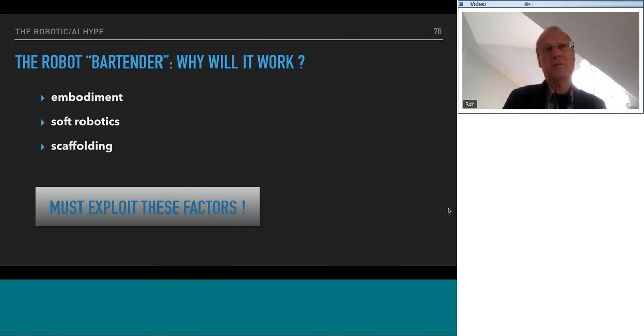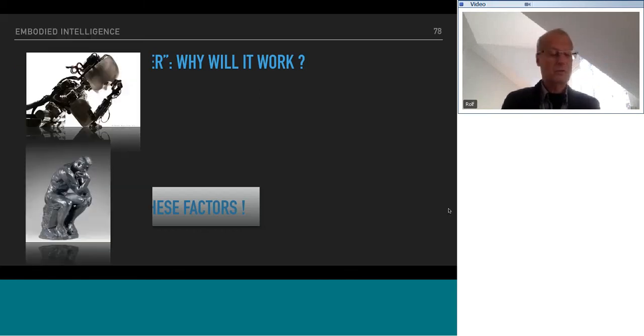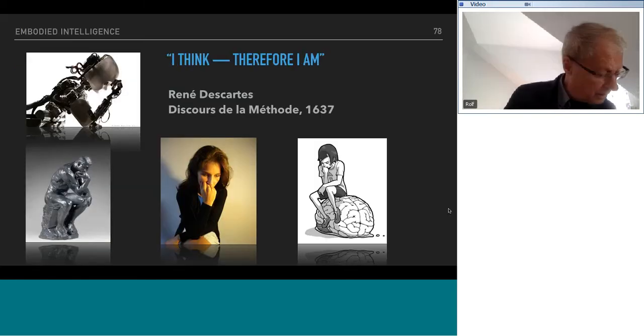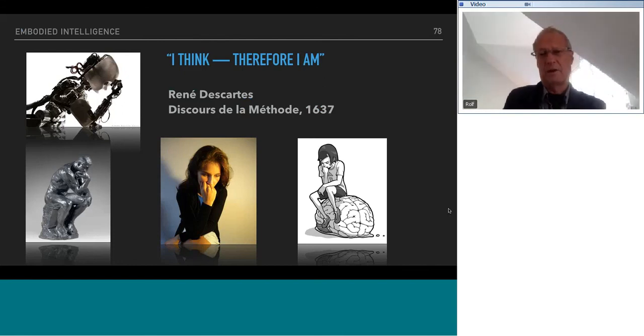And some investors and companies that understand robotics said, but given the current state of the art in robotics, can you do it? Will it actually work? Yes, it will work if you take these three factors into account: embodiment, soft robotics, and scaffolding. Let's look at the first two. I'm really running badly out of time. I do this very quickly because I assume that this is very familiar.